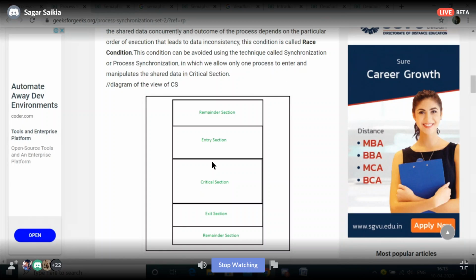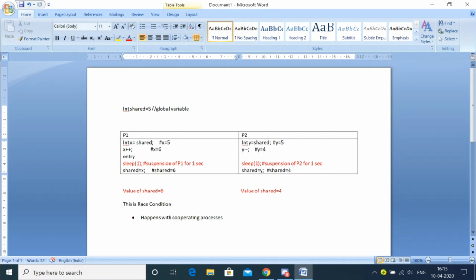There will be a section called entry. Let's say there is a function called entry. What is the role of this entry function? Basically, it will hint or prompt the operating system that once we reach that part of the code, the entry of a particular process into the critical section must be done out of many other processes.